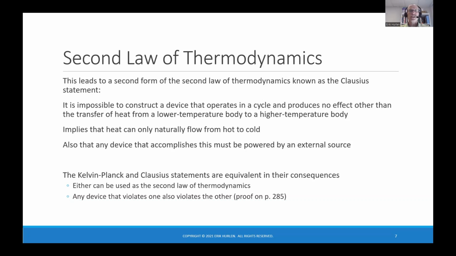It also implies that if we want energy to flow from cold to hot, it is possible, but we need some sort of energy input. This form of the second law is actually equivalent to the one we saw in the previous video, and so both are called the second law of thermodynamics.